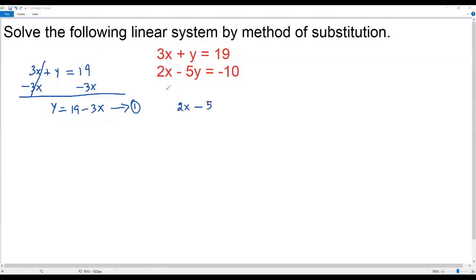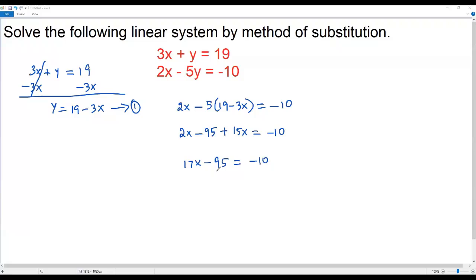2x - 5, and for this y, we substitute 19 - 3x, equals -10. So 2x, now we can distribute this -5 to 19. I'll be getting -95, and negative times negative will become positive, 5 times 3x is 15x, equals -10. Now let's combine this 2x and 15x. Then we get 17x - 95 = -10.